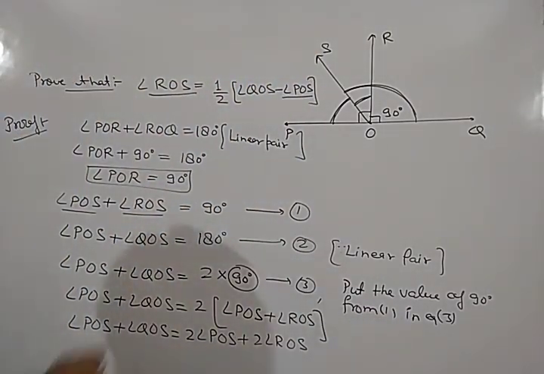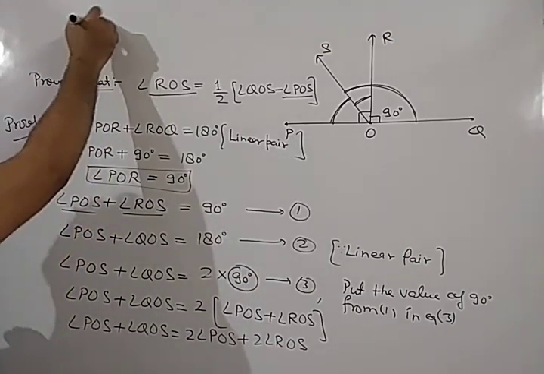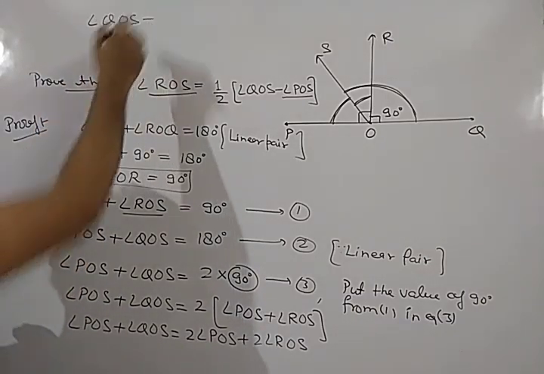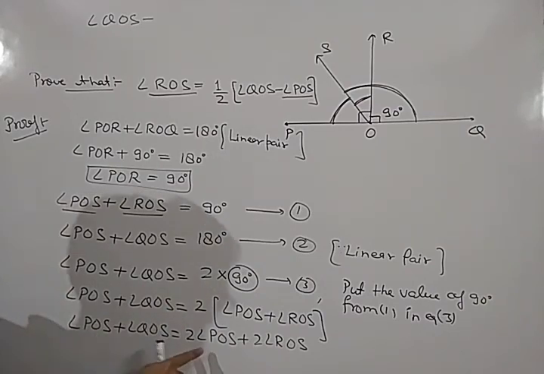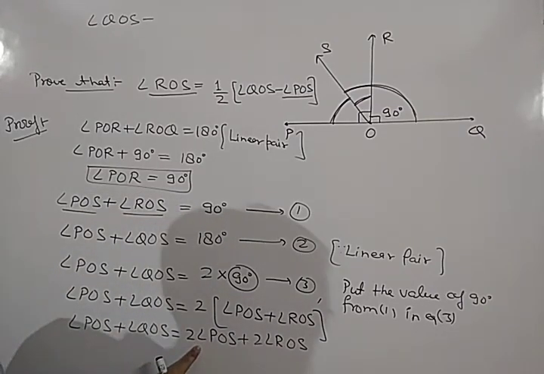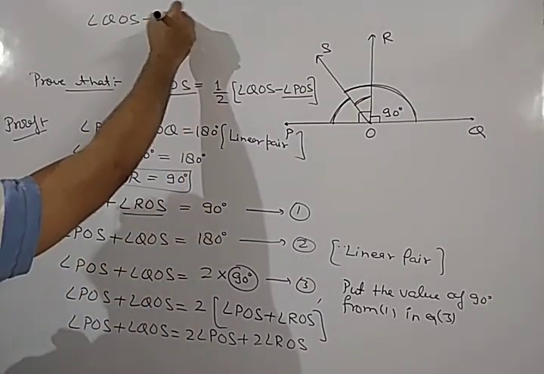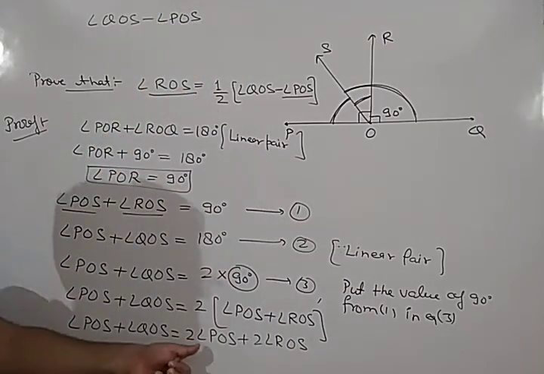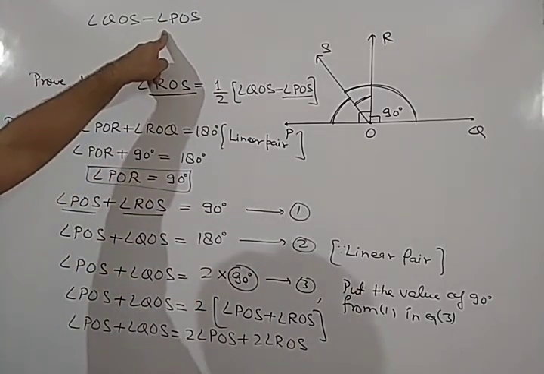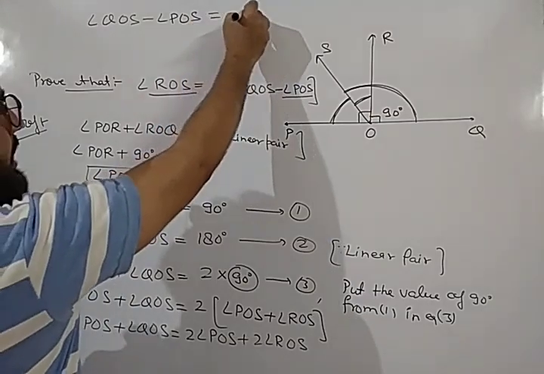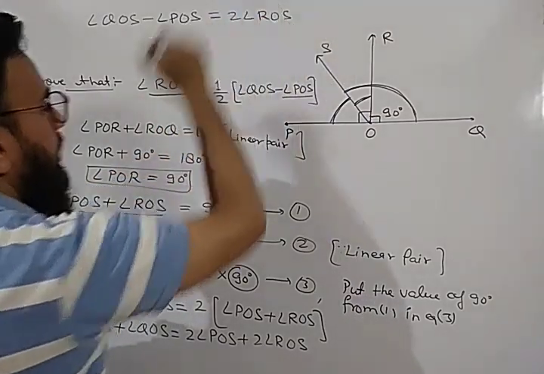So we want angle ROS on the left hand side. If we take this angle POS to the left hand side, we will get angle QOS minus angle POS, minus 2 angle POS. So it will be angle QOS minus angle POS minus 2 POS. It will be angle POS, which is equal to twice of angle ROS.